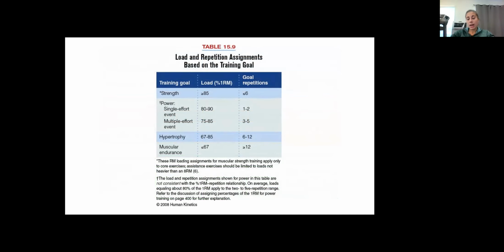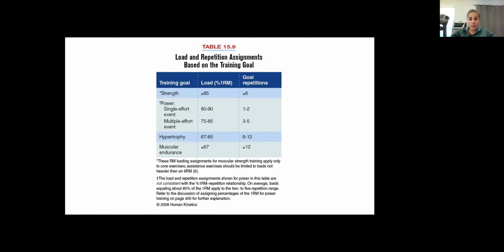And again, someone needs to be a little bit more advanced and have good technique to be able to work at those loads, right? And then with power, we see slightly less, right? Depending how many repetitions you're doing, the more repetitions you're doing, you're going to work at a lighter load, right? Lighter percent of 1 rep max. We see hypertrophy somewhere between 67 to 85% of 1 rep max. And then endurance, we see much lighter loads, something under around 67%.